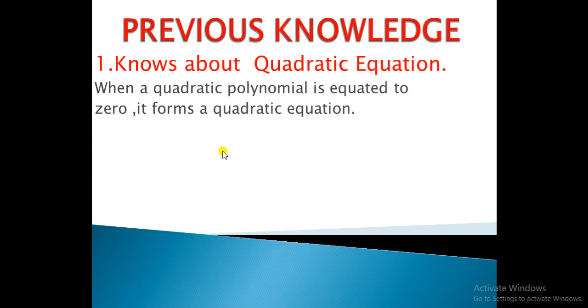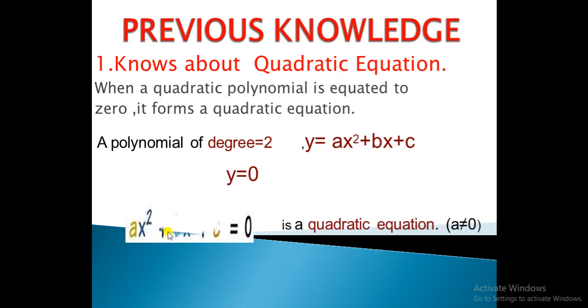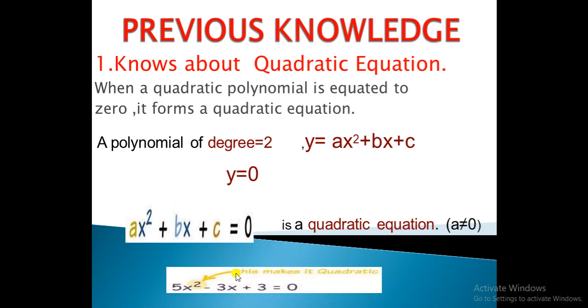Now let us see the previous knowledge. Students, at this point you are already familiar with quadratic equations. So let us revise it. When a quadratic polynomial is equated to 0, it forms a quadratic equation. Suppose I have a polynomial y is equal to ax square plus bx plus c. When this polynomial is equated to 0, what do we get? We get ax square plus bx plus c equals to 0, which is a quadratic equation, and here the condition is a must not be equal to 0, because if a equals to 0 we will be left with bx plus c equals to 0, which is a linear equation, and we are dealing here with the quadratic equation, so a must not be equal to 0.